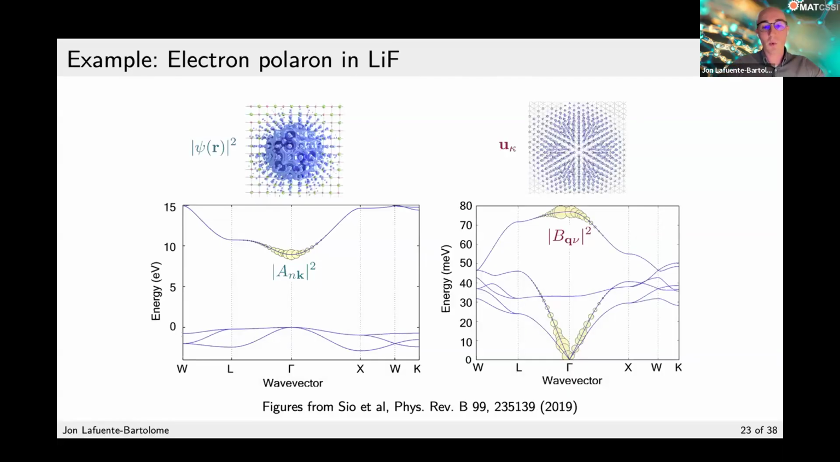Okay, so just to show you one example of how the real space and reciprocal space connection works, I'm showing an example of electron polarons in lithium fluoride. On the left-hand side, I'm focusing on the electron part, and on the right-hand side on the distortions.